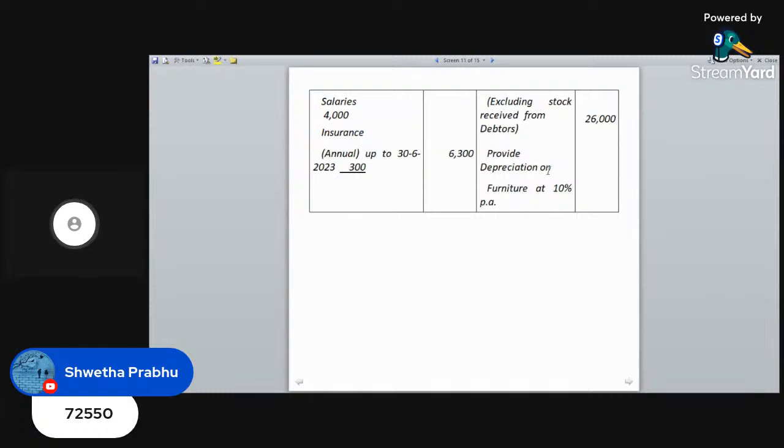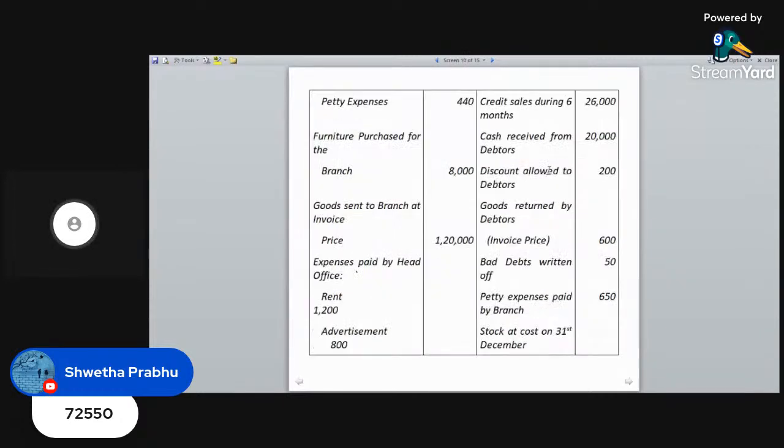Okay, so like this we have to adjust. There are 3 adjustments we have to make. One is for the opening branch stock, we have to record the stock reserve. What was the opening stock? Is there opening stock? There is no opening stock, right? So there is no adjustment for the opening stock at all.